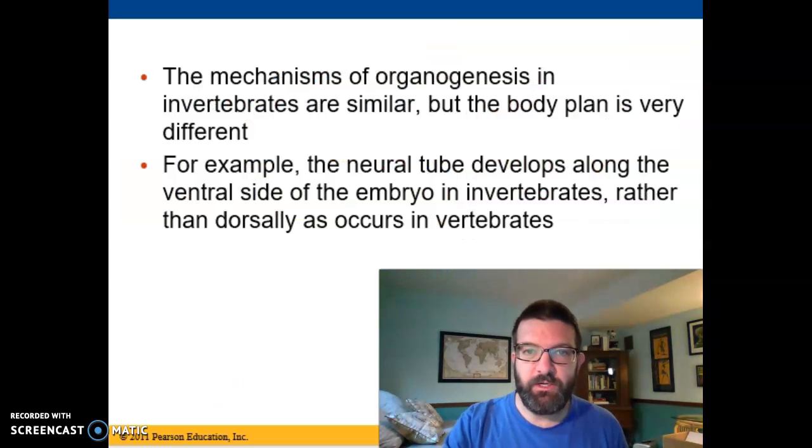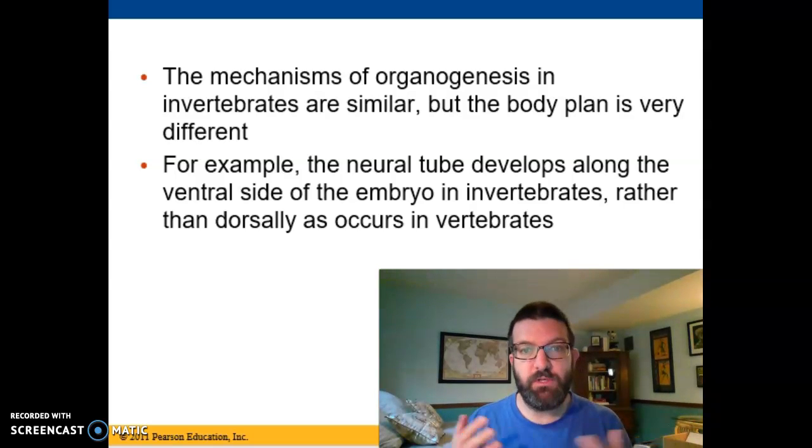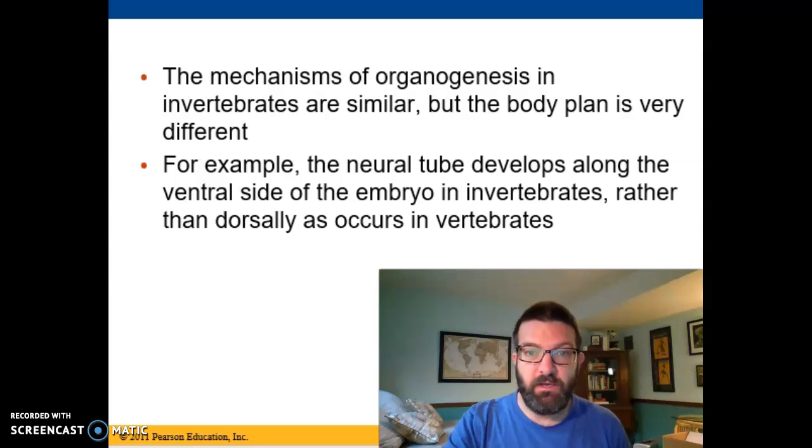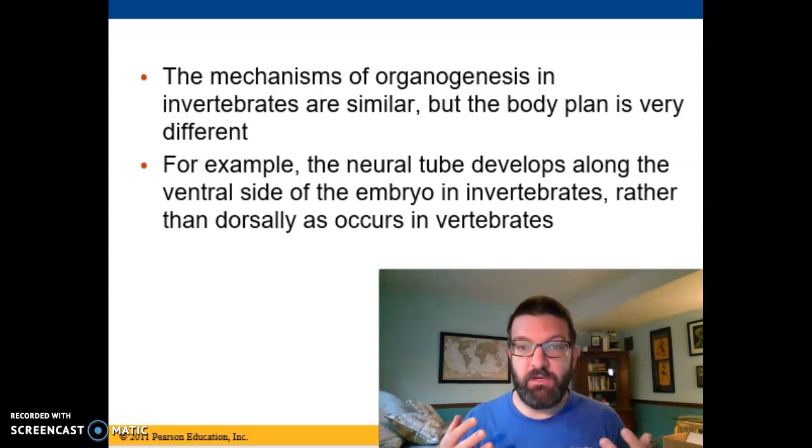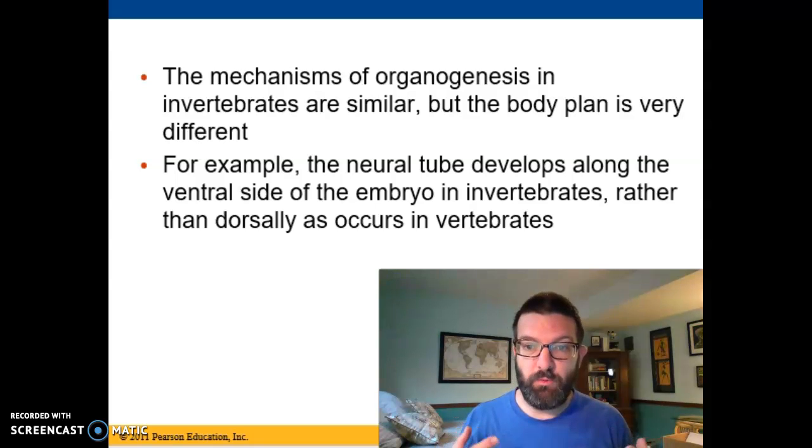And there are a lot of similarities in terms of the mechanisms of organogenesis between invertebrates and vertebrates, but there are big differences in the ultimate body plan that you see, particularly if you look at the neural tube as an example. So a lot of the invertebrates that we've talked about in the last couple of weeks had ventral nerve cords, whereas vertebrates are chordates, which we know have dorsal hollow nerve cords.